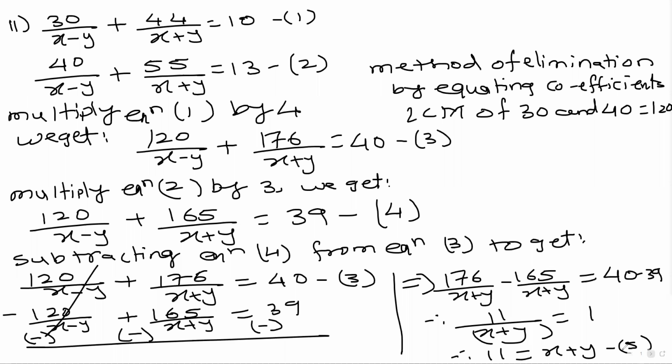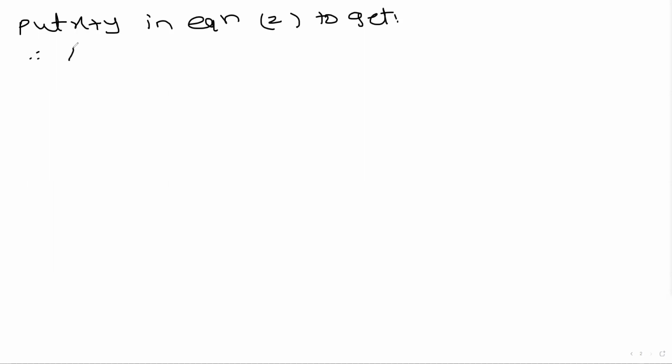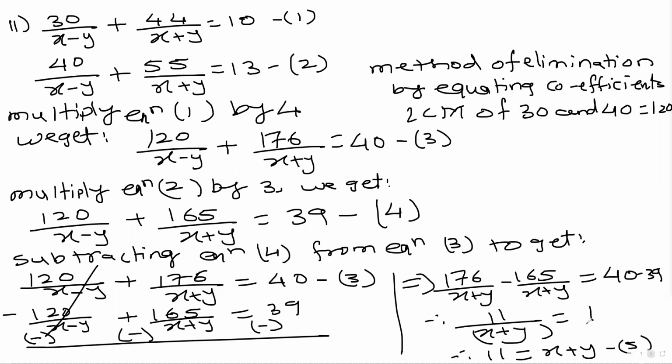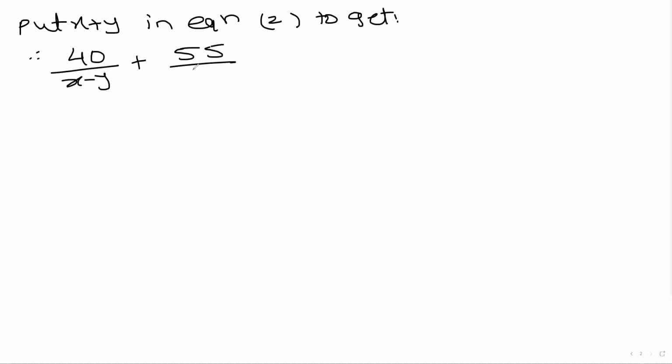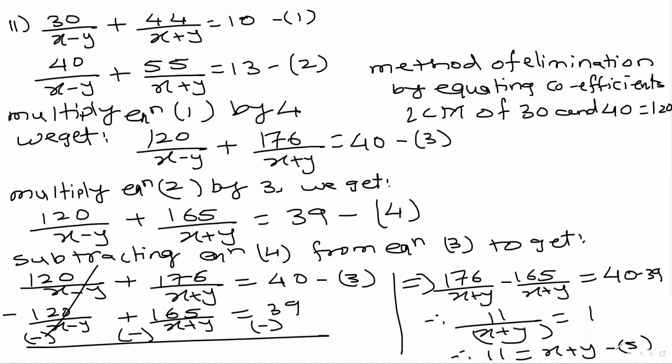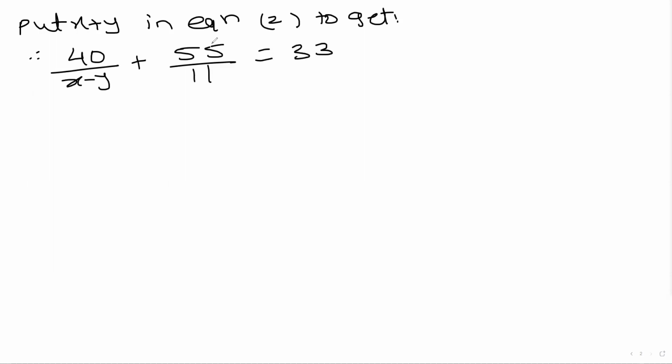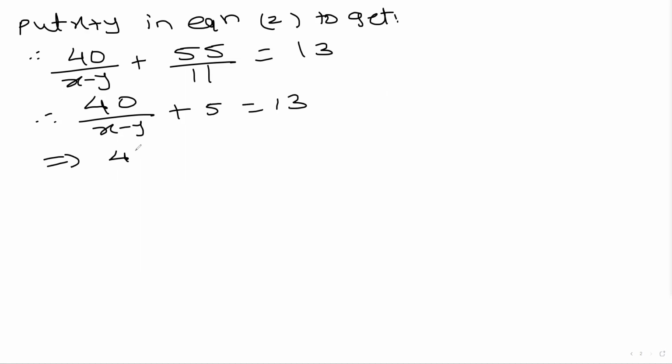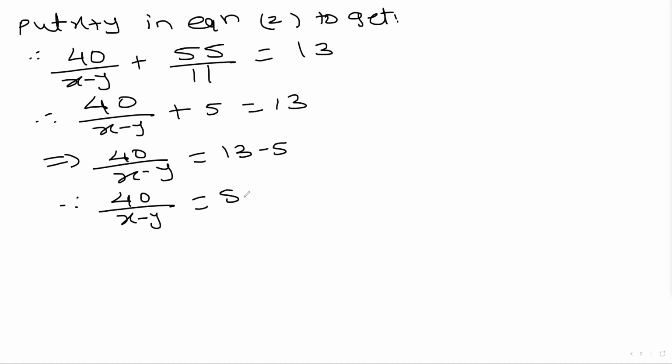What do you get? 40 upon x minus y plus 55 upon 11. Instead of x plus y, we write 11. Is equal to 13. So you get 40 upon x minus y plus 5 is equal to 13. So what do you get? 40 upon x minus y is equal to 13 minus 5. So you get 40 upon x minus y is equal to 8.